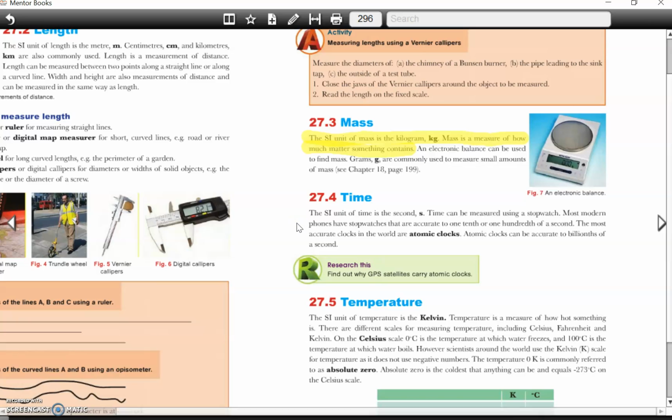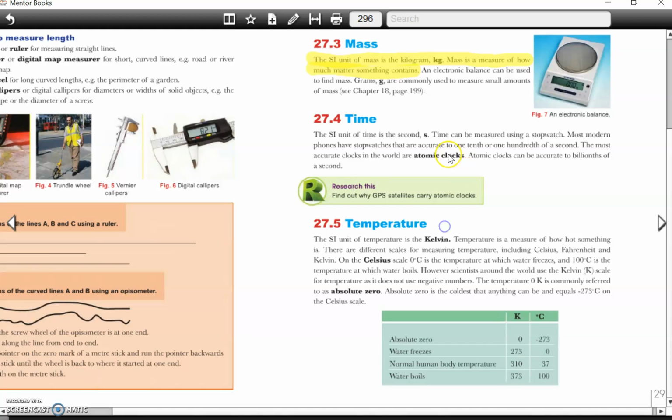Then getting on to mass, the base unit there is the kilogram, and we measure that using a mass balance. Okay, again, you can have 1,000th of a gram, which is a milligram, and then you can have 1,000 kilograms, which we call a ton. Time, then the base unit is seconds. Obviously then you can have 60 seconds in a minute, 60 minutes in an hour, and obviously 24 hours in a day, and so on.